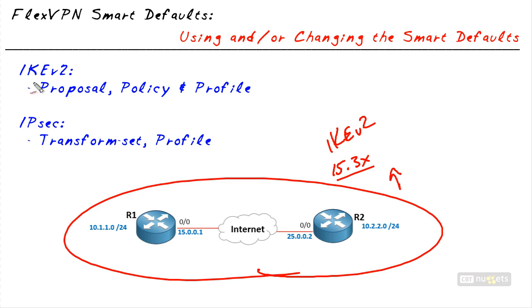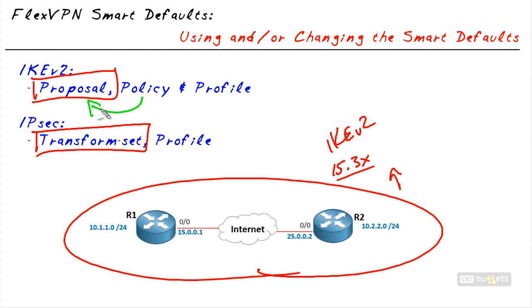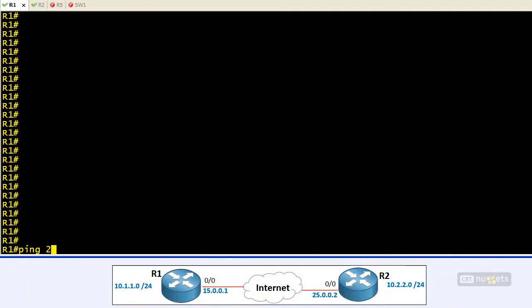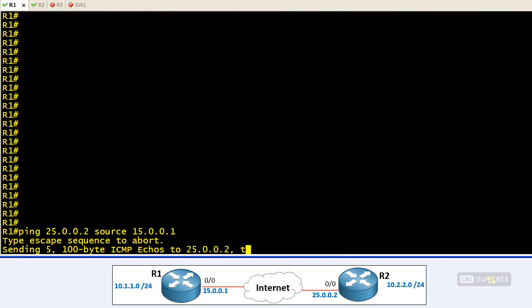So what you and I get to do is we're going to take the default proposal and we're going to change it. We're going to take the default transform set and we're going to change it. And when the default policy for IKE version 2 looks for the default proposal, it'll be using the changes that we made there. And when the default IPsec profile looks for the default transform set, it'll see the changes we put there as well. It'll also be a great opportunity to review the commands that we'd use for implementing FlexVPN. To start off, let's just verify we have basic connectivity from R1 on the left over to R2 on the right by pinging to 25002.